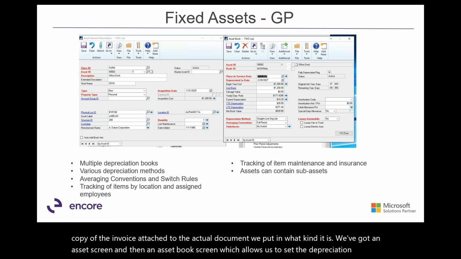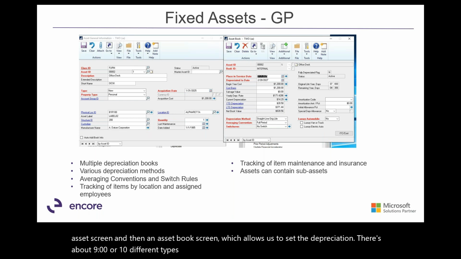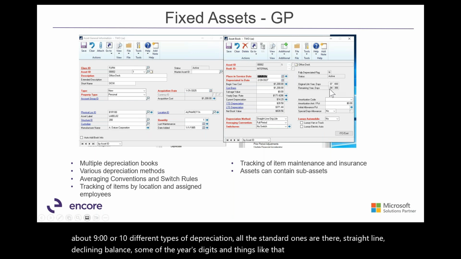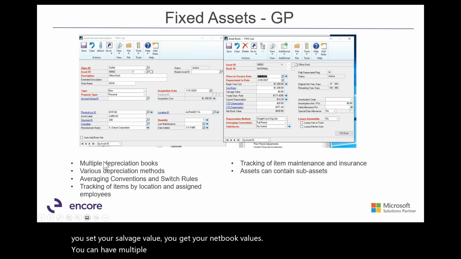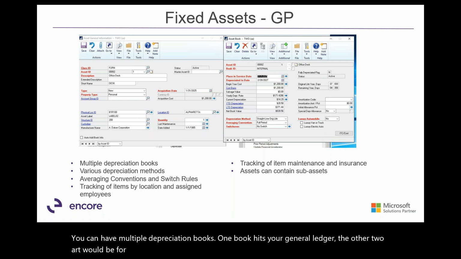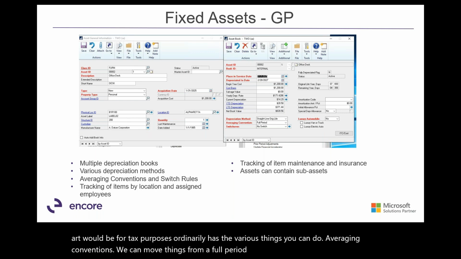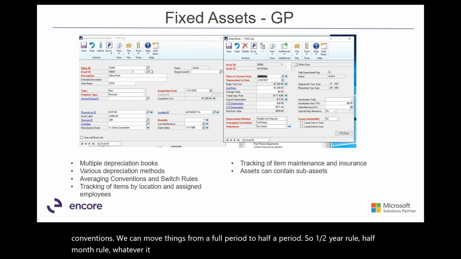There are about 9 or 10 different types of depreciation. All the standard ones are there: straight line, declining balance, sum of the year's digits, and things like that. You set your originating life, you set your salvage value, you get your net book values. You can have multiple depreciation books. One book hits your general ledger, and the other 2 would ordinarily be for tax purposes. You can do averaging conventions. We can move things from a full period to half a period, so a half-year rule, half-month rule, whatever you wish on the averaging convention.